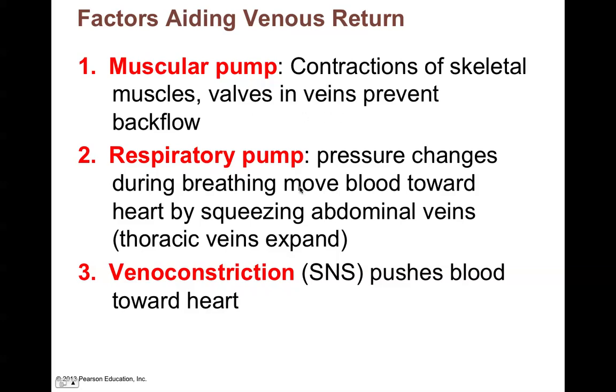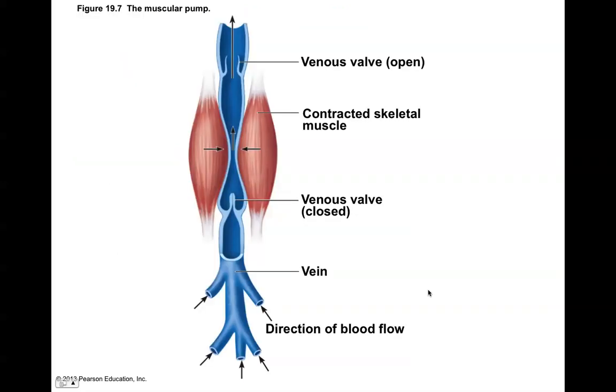In the thoracic area, we have the respiratory pump, and this is defined as the pressure changes during breathing. These will move the blood toward the heart by squeezing the abdominal veins, and then the thoracic veins would expand. We also have venoconstriction, sympathetic nervous system. This can happen somewhat, and this will push the blood toward the heart.